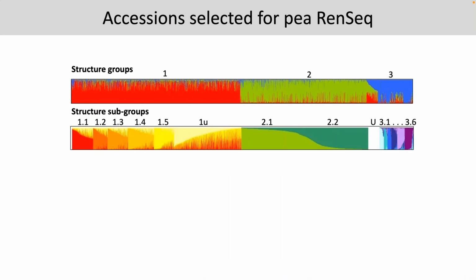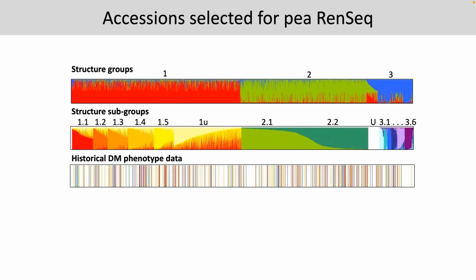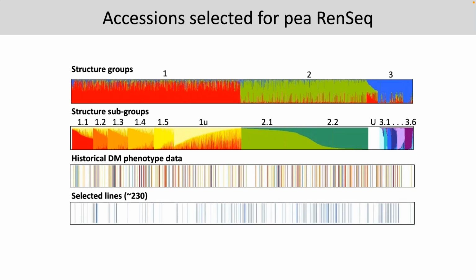For RenSeq, we selected about 230 lines based on the genetic diversity of this panel, and we also used some historical data for the disease phenotype. The top bar in this slide represents the three groups that I mentioned before, which are further subdivided into the genetic groups indicated by 1.1, 1.2, through to 3.6. We overlaid the genetic subgroups with disease phenotype data in the third bar, and then we made a selection of about 230 lines that cover both the genetic and disease variation.